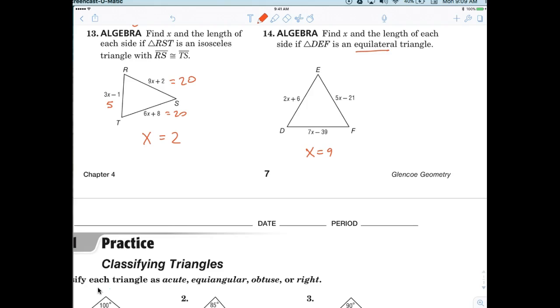I don't know why I said that, Chancellor. I'm sorry. I'm delirious today. What is it? DE is what? 24. So they're all what?